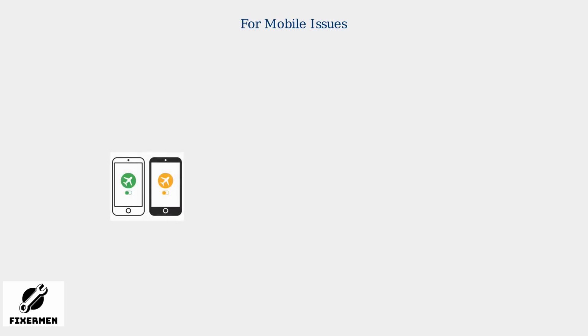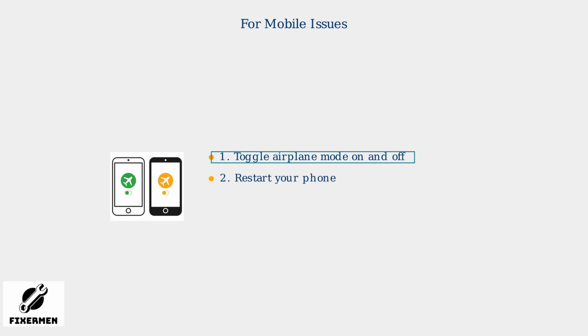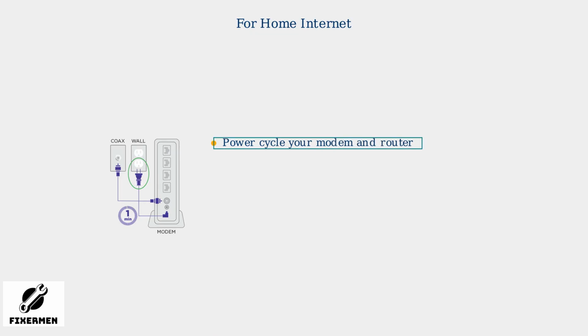For mobile service issues, start with these basic steps. First, toggle airplane mode on and off to reset your phone's cellular connection. Second, simply restart your phone to clear any temporary software glitches. For home internet problems, power cycle your modem and router. Simply unplug both devices for 30 seconds, then plug them back in to reestablish the connection.